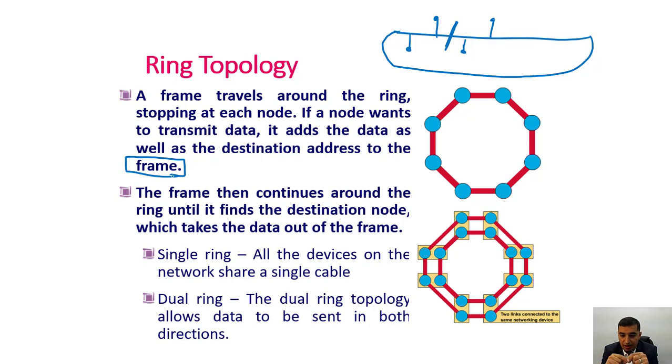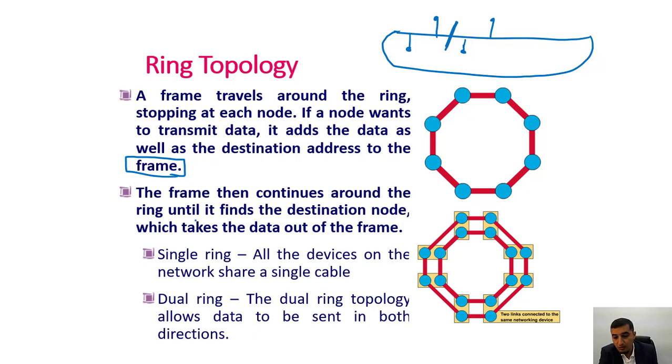You call it a frame. Now, a frame is basically the encapsulation of the data, but it's empty. So you need to put the data inside it. Once the data is there, you can travel with the data inside the frame. The frame then continues around the ring until it finds the destination node, which takes the data out of the frame.